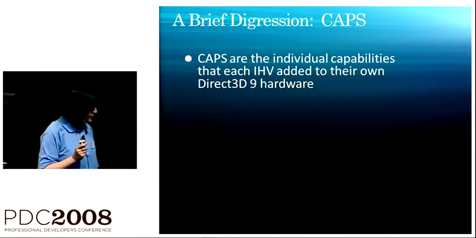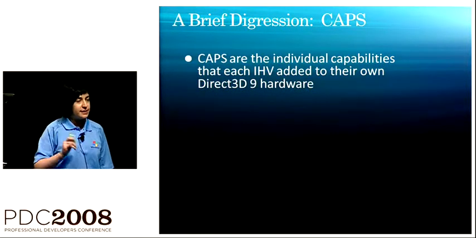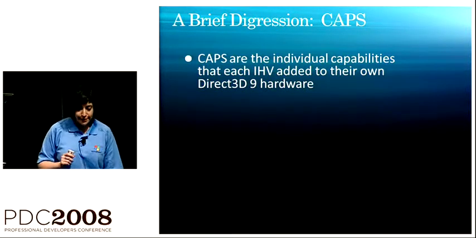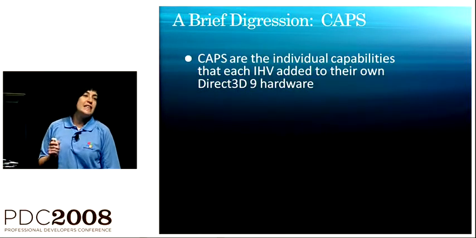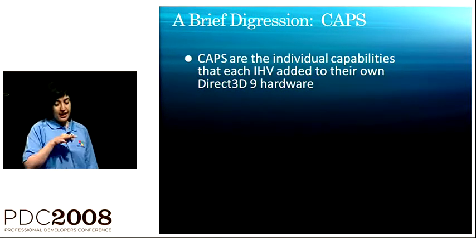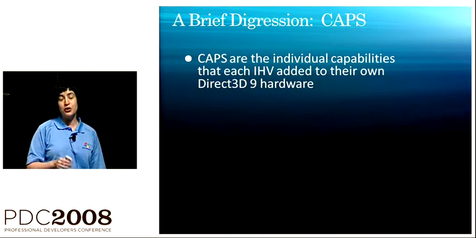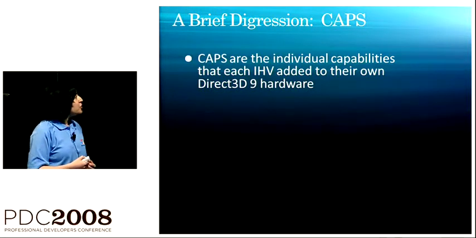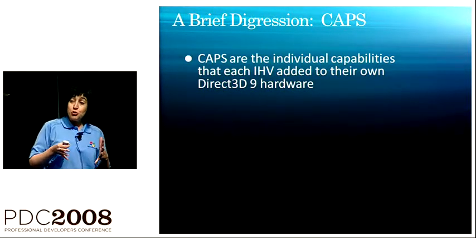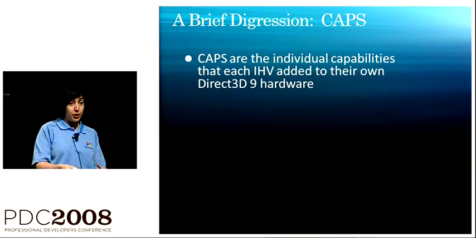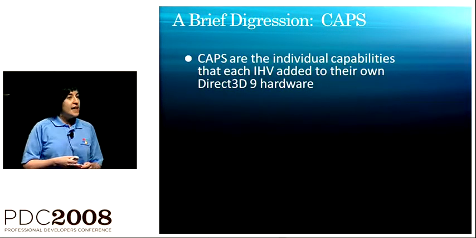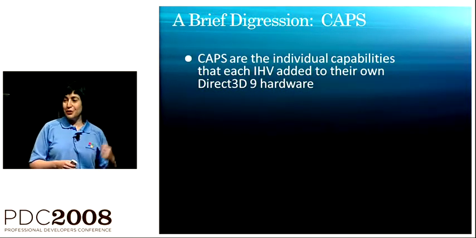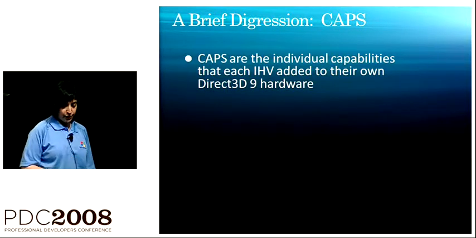Now we're going to have a brief digression to talk about caps. Because this isn't an expert course, I assume most of you actually know about caps, but just in case, let's talk about them a little bit. So caps are the individual capabilities bits that each IHV added to their own Direct3D 9 hardware. Now Direct3D 9, of course, was a tremendously successful API. It was out there for a while. And so what IHVs started to do is they said, hey, we've got this really cool feature that we want to expose on our hardware, to help us differentiate. And so then they said, there are these little bits that people can check for, and that would expose it. So one IHV would do that, another IHV would do that, and so on and so forth.